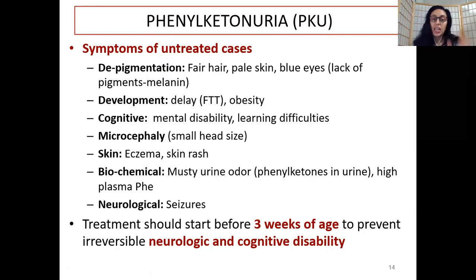All right, so yes, ideally treatment should start as soon as possible, before 3 weeks of age, to prevent any irreversible neurological and cognitive disability. Guys, you can have a very, very good quality of life of patients if they are identified earlier, and if they are, say, supported in a better manner with their dietary and medical foods.